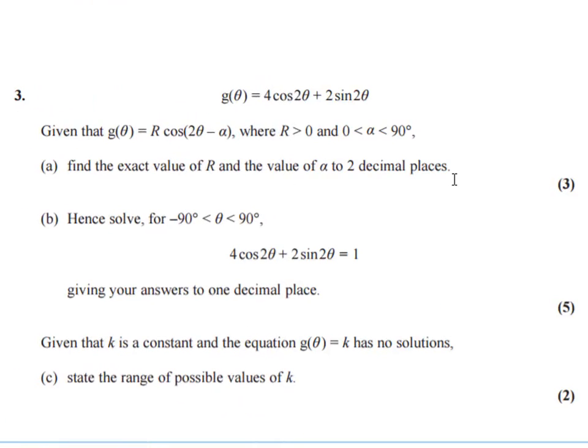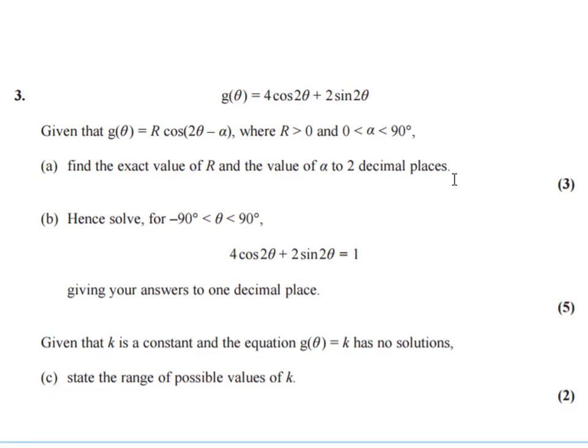Item 3. g of theta equals 4 times the cosine of 2 theta plus 2 times the sine of 2 theta. Given that g of theta equals r cosine of 2 theta minus alpha, where r is greater than 0 and 0 is less than alpha is less than 90 degrees. Part A. Find the exact value of r and the value of alpha to 2 decimal places.